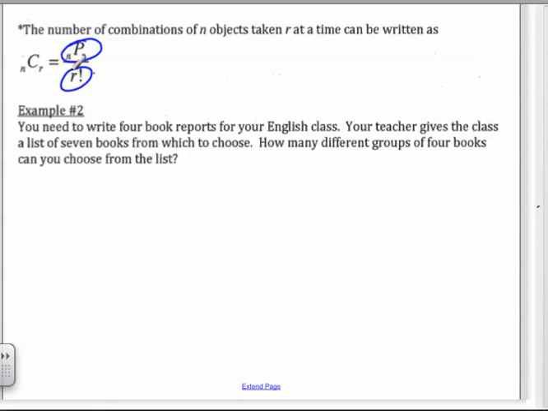Does it matter what order you choose them? No, so we're going to find combinations. This isn't permutations. What we want to do is 7 choose 4. I'm going to find the permutations for 7 choose 4, and then divide it by 4 factorial. This number and this number are always the same, because it's r. I divide by the number I'm choosing, factorial.